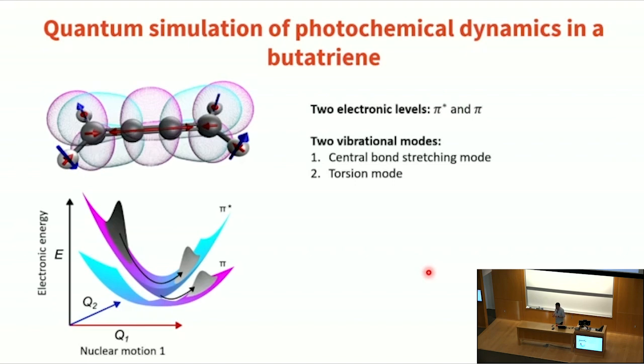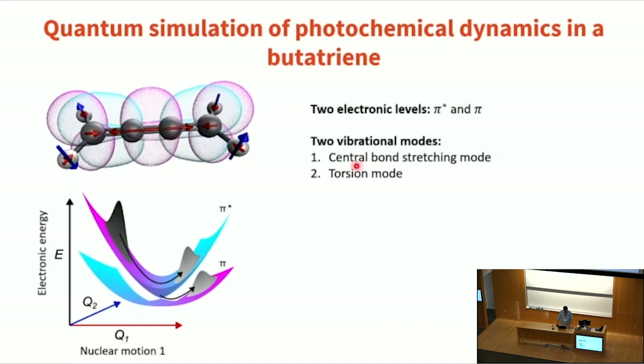But now, this is some new result. We essentially reprogram our simulator now to look at a real molecule. Okay, so this is butatriene. This is the minimum basis set. The things that we are simulating are two electronic levels, shown as the pinkish and the bluish color there. Those are the molecular electronic levels, pi star and pi. And I hope you can see that.